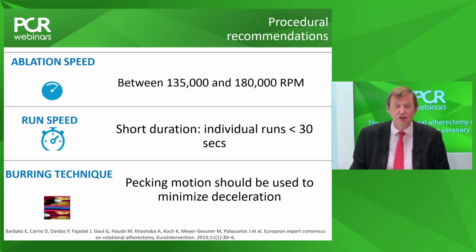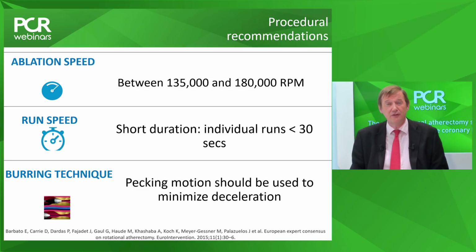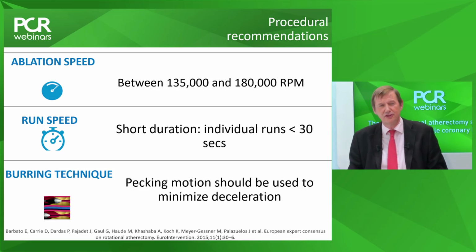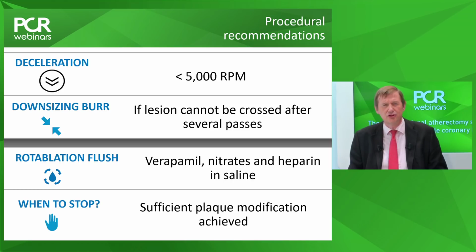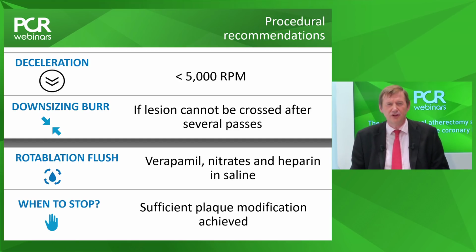We've discussed the ablation speed, which we think should be between 135,000 and 180,000. The run speed, short durations. Many of us do much less than 30 seconds, but certainly prolonged runs are no longer advised. And the burring technique was very nicely demonstrated using a pecking motion and avoiding the dotting and the pushing techniques. Deceleration should be avoided and is usually a technical issue which needs to be considered with your equipment. And we downsize the burr if we're unable to pass, rather than increasing the speed and pushing harder.